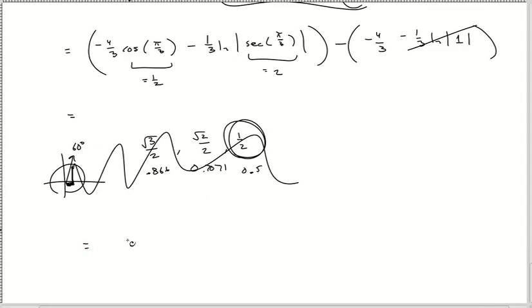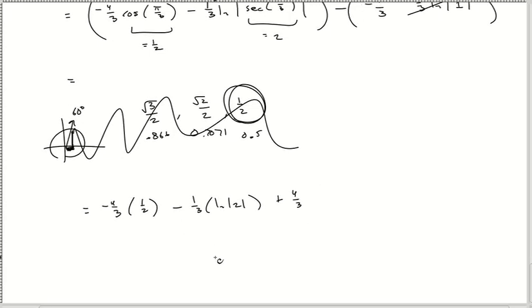So simplifying this, we got negative 4/3 times the 1/2 minus 1/3 times ln of 2. No, it's not just 2, it's ln of 2. We've got minus and negative, so it's going to be a plus 4/3. I think that's it. So we're going to combine like terms. The 2's actually cancel here, makes a 2/3. And with this 4/3, we'll make a positive 2/3.